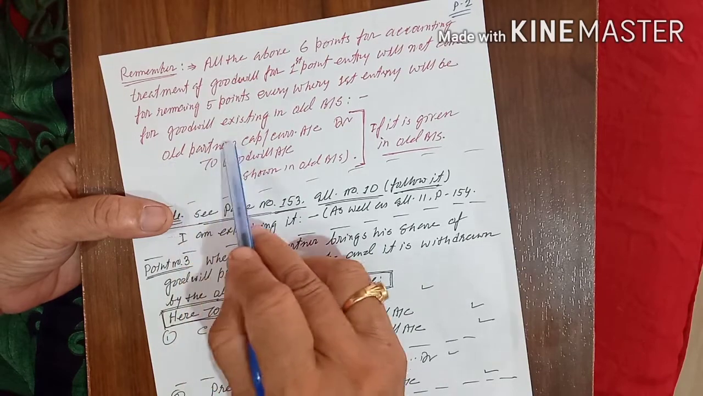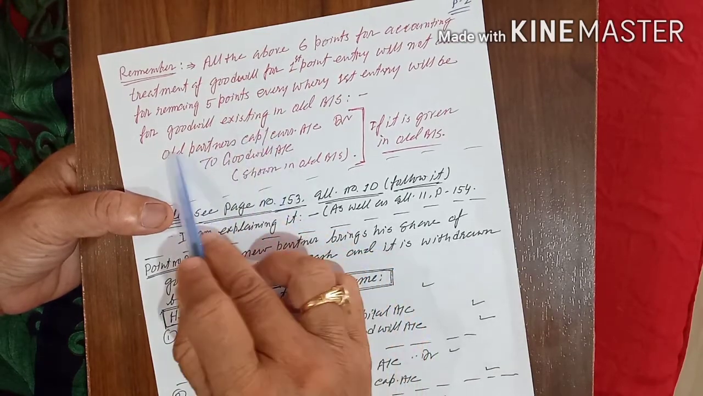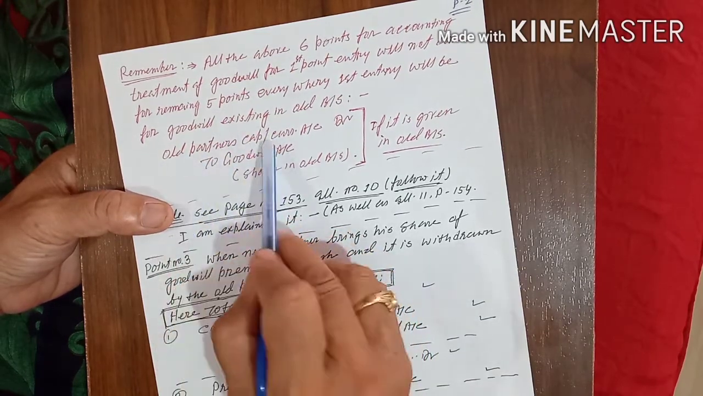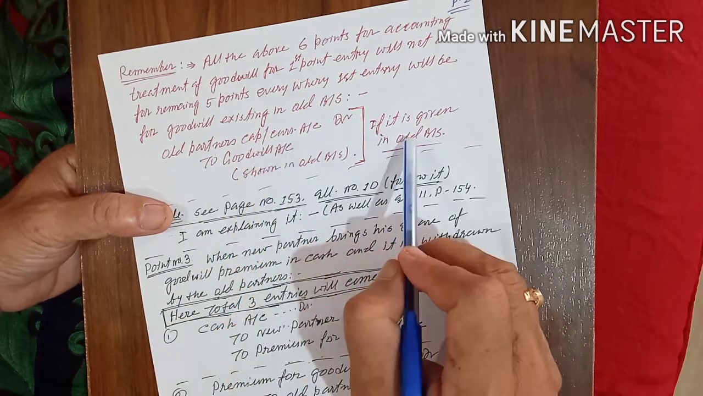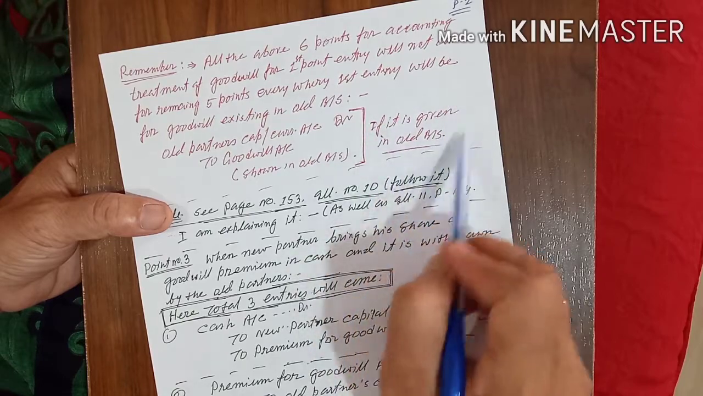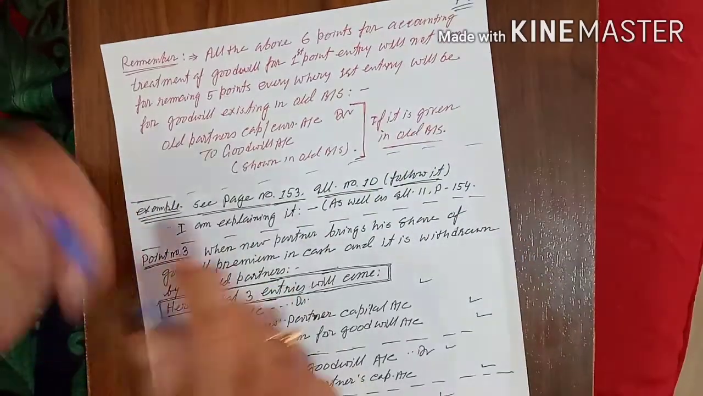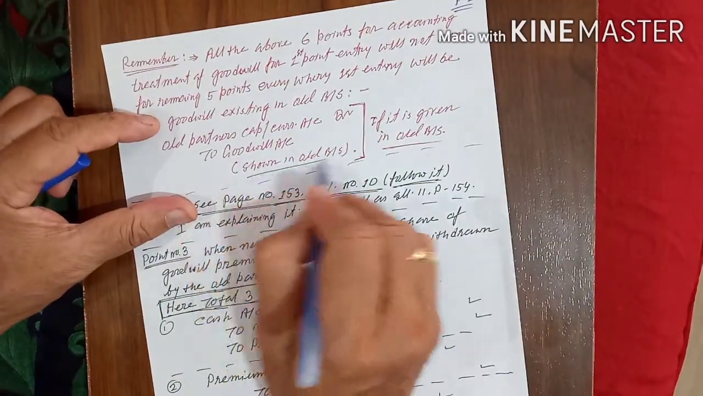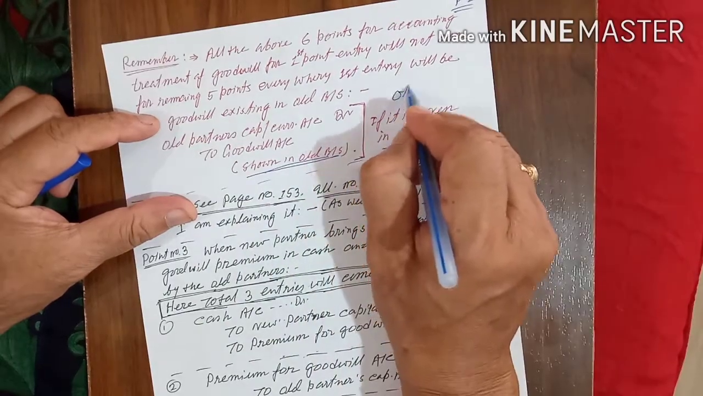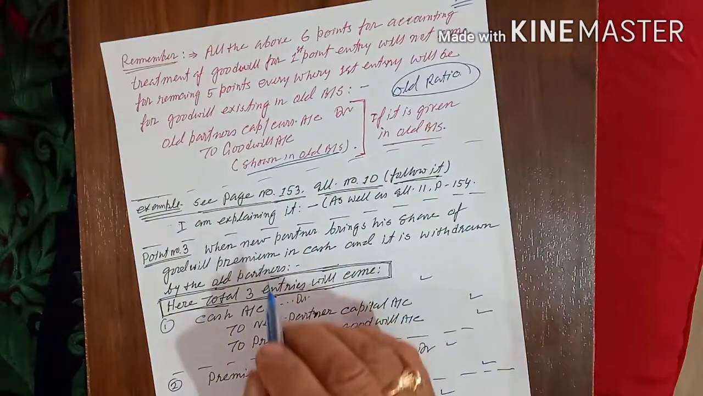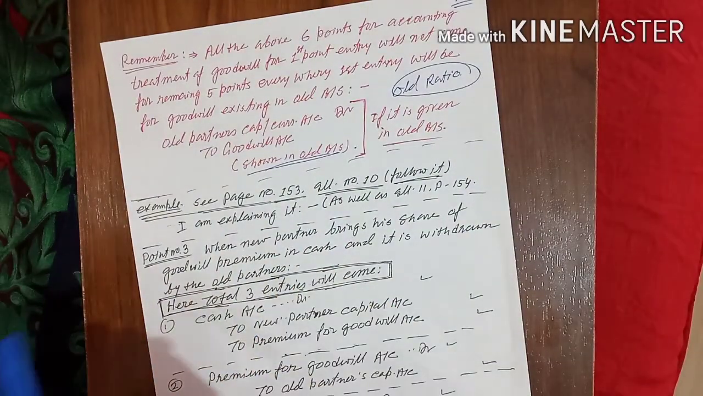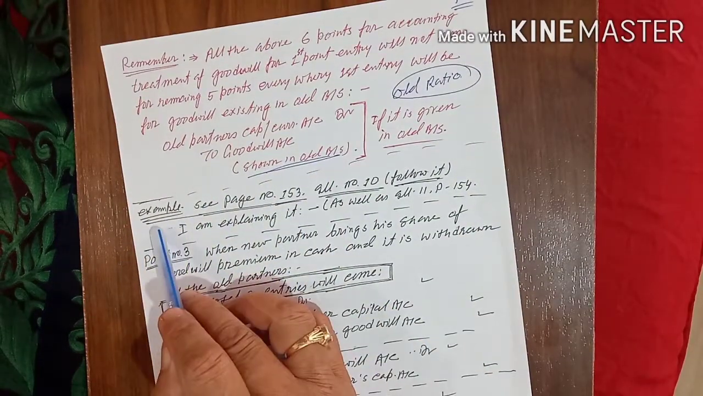So old partners' capital accounts debit: if 3 are there, A's capital account debit, B's capital account debit, C's capital account debit to goodwill. This is in which ratio? It will be given in the old ratio. This is shown in the balance sheet; in that old ratio it will be distributed. Keep it in mind. Now we want to come to one example.